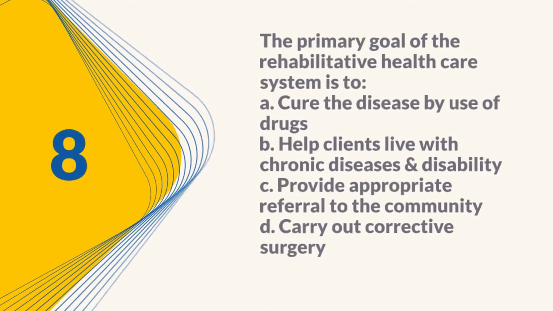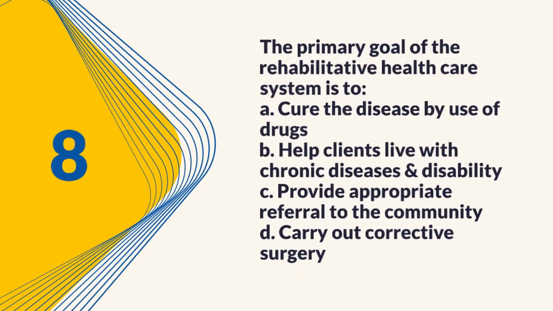8. The primary goal of the rehabilitative healthcare system is to A. Cure the disease by use of drugs, B. Help clients live with chronic diseases and disability, C. Provide appropriate referral to the community, D. Carry out corrective surgery.